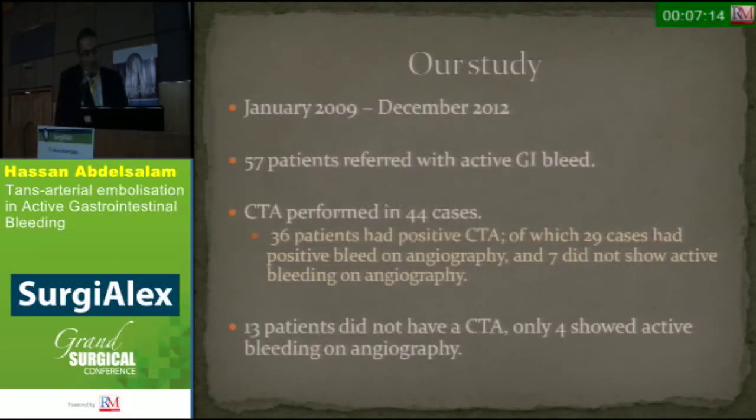CT angiography was done in 44 cases. 36 of them were positive, and out of these 36, 29 had positive active bleeding on angiography as well. 7 didn't show an active bleeding point on angiography. 13 patients didn't have a CT angiography and all went for angiogram. Only 4 of them showed active bleeding on angiography.